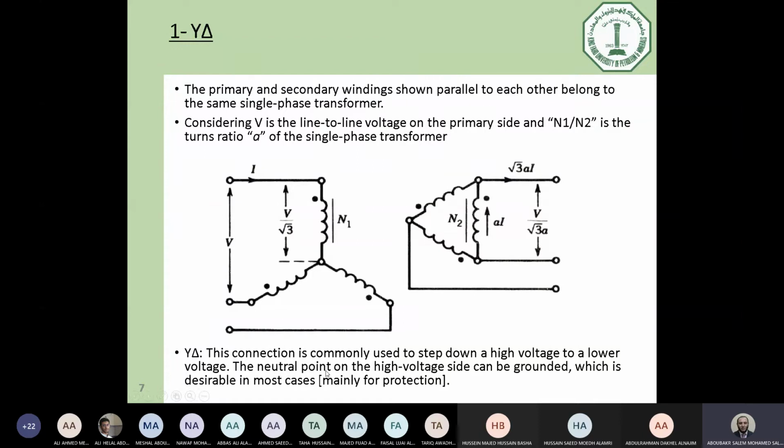The neutral point of the high voltage side can be grounded, and this is very important for protection. In order to find any fault or any unbalance in the transformer, we measure the current which is moving through the neutral point, and this can detect the different faults. So for a star connection, we have to connect the star point, the neutral point, to ground.